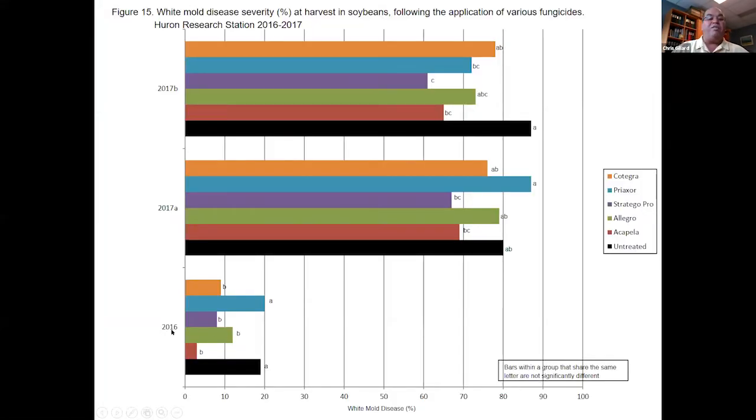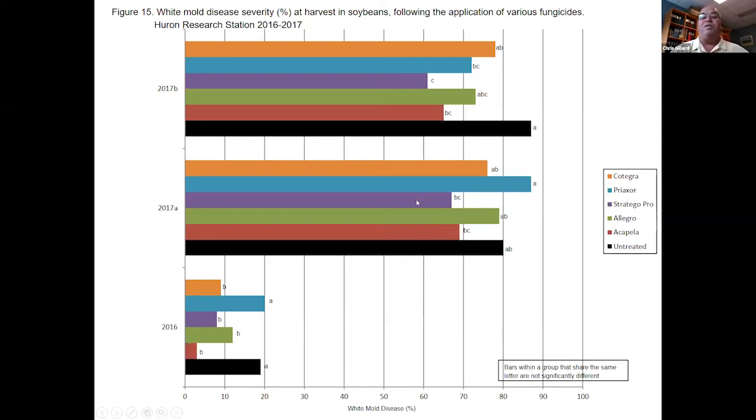So here's data from 2016 and then two sites from 2017. Products that we tested, the untreated control in black, then Acapella, Allegro, Stratego Pro, Preaxor, and Cotegra. You look at most of them had some good activity in low disease pressure in 2016.